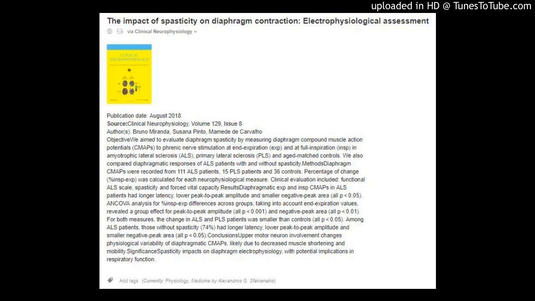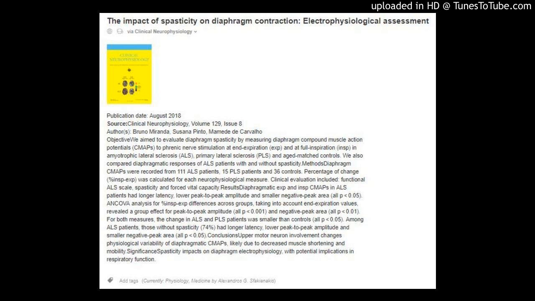Objective: We aim to evaluate diaphragm spasticity by measuring diaphragm compound muscle action potentials, CMAPs, to phrenic nerve stimulation at end-expiration, exp, and at full inspiration, insp, in amyotrophic lateral sclerosis, ALS, primary lateral sclerosis, PLS, and age-matched controls. We also compared diaphragmatic responses of ALS patients with and without spasticity.